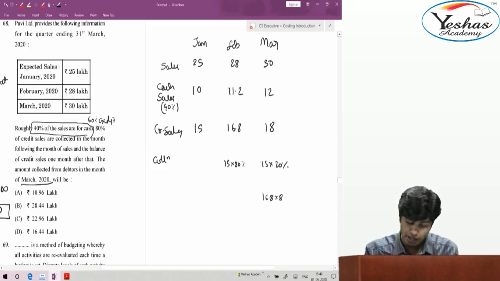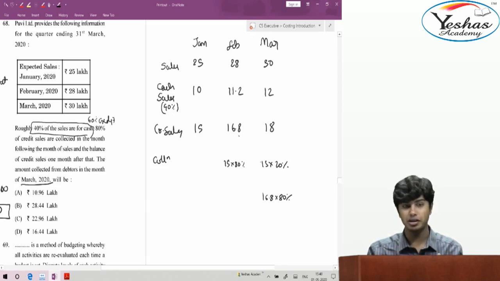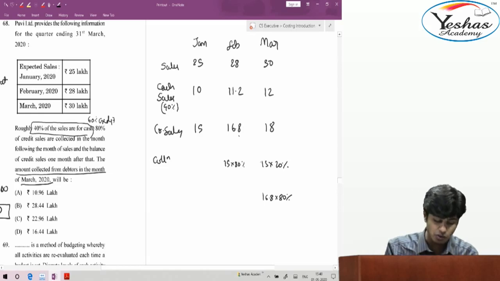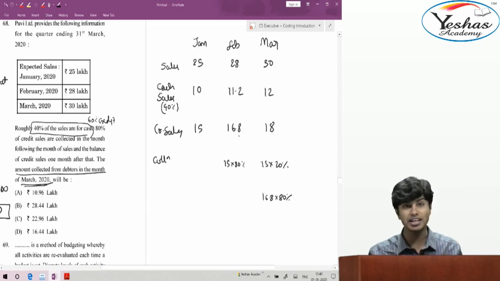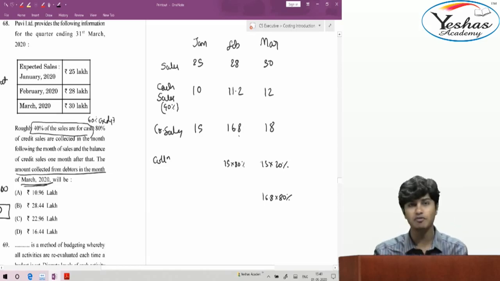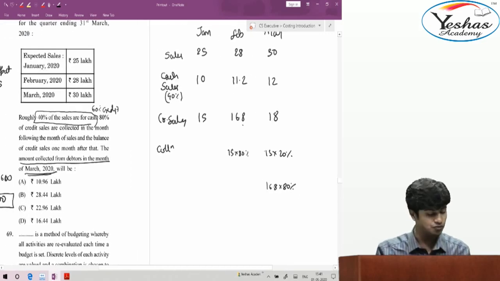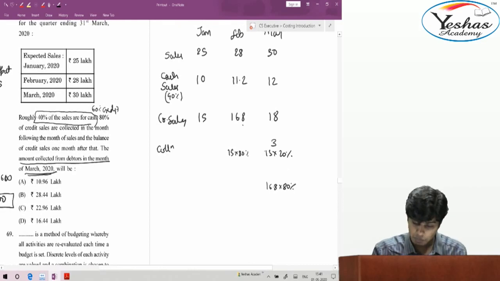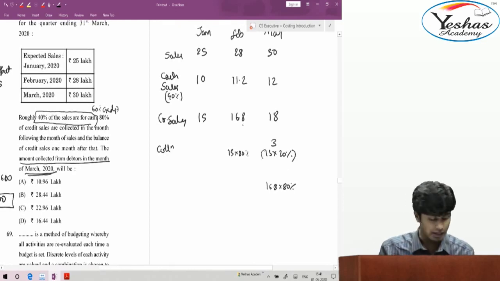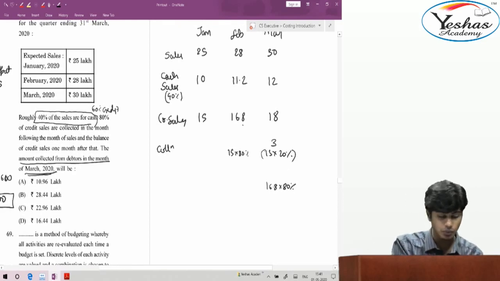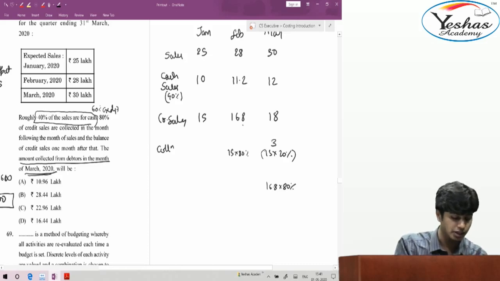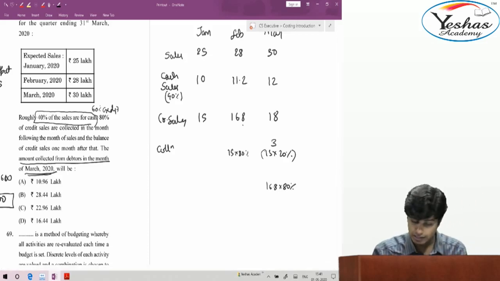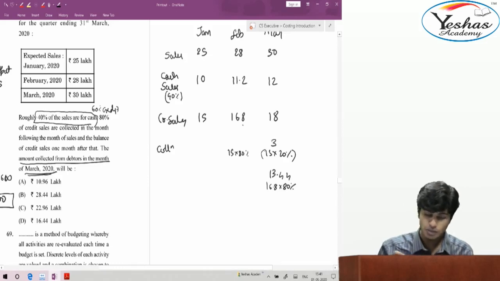16.8 into 80% will be collected in March, and 16.8 into 20% will be collected in April. And in the question they're asking how much of the amount is collected from debtors in the month of March 2020. So we're basically doing only for this much. Now tell me how much is 15 into 20%. We'll collect 3 rupees here, and 16.8 into 80%, I'll collect 13.44 here.